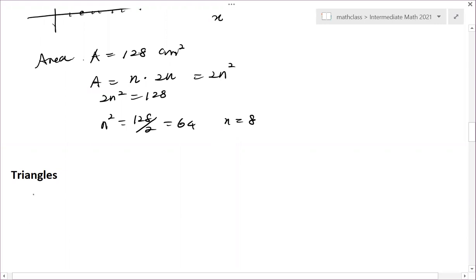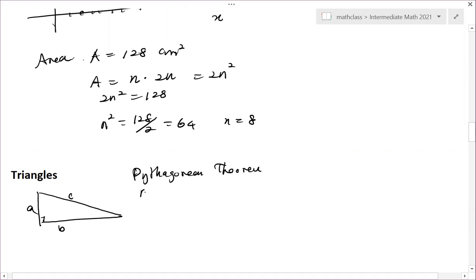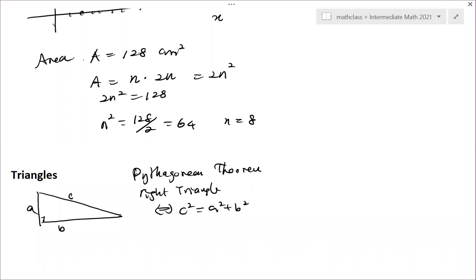All right, so triangle. What should we know about triangles? The most famous theorem about triangles is the Pythagorean theorem. The Pythagorean theorem says that it is a right triangle if and only if c squared equals a squared plus b squared. What does that mean? That means if it's a right triangle, then the three sides are related by this equation. That is a very big discovery, one of the three most important formulas discovered by human beings.